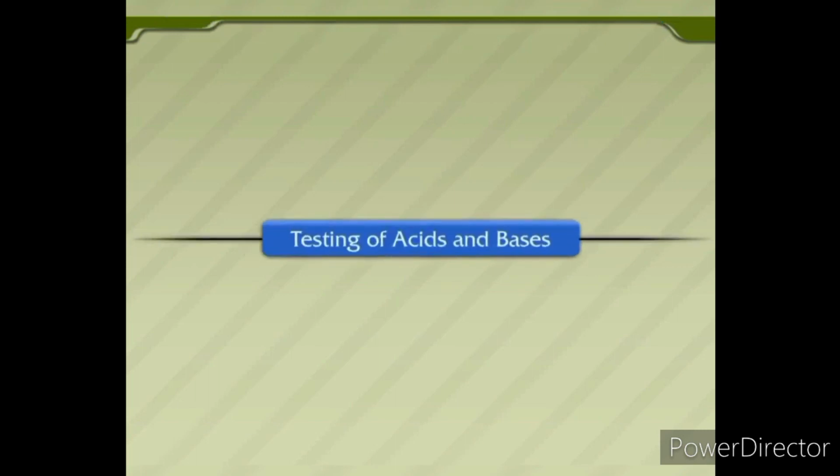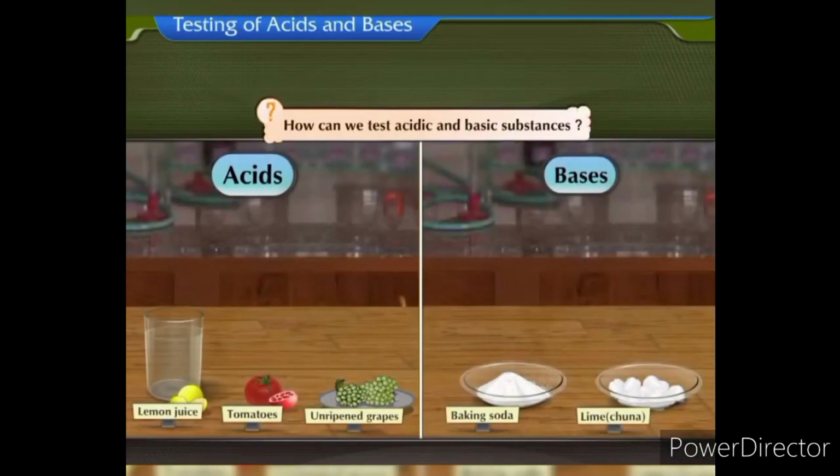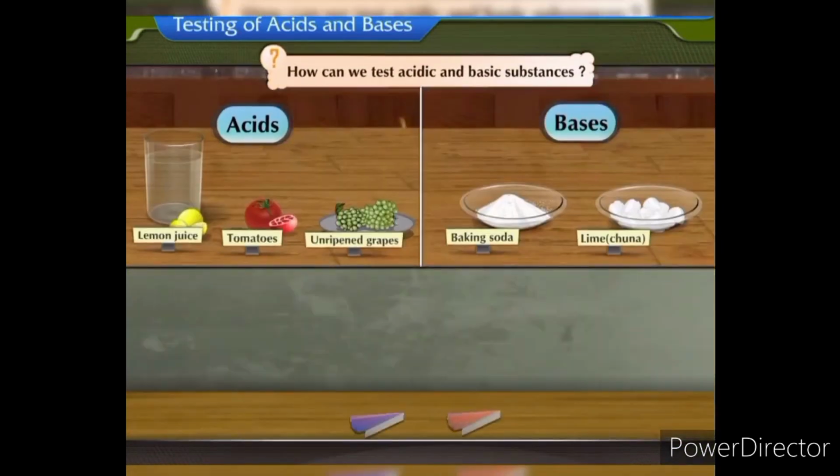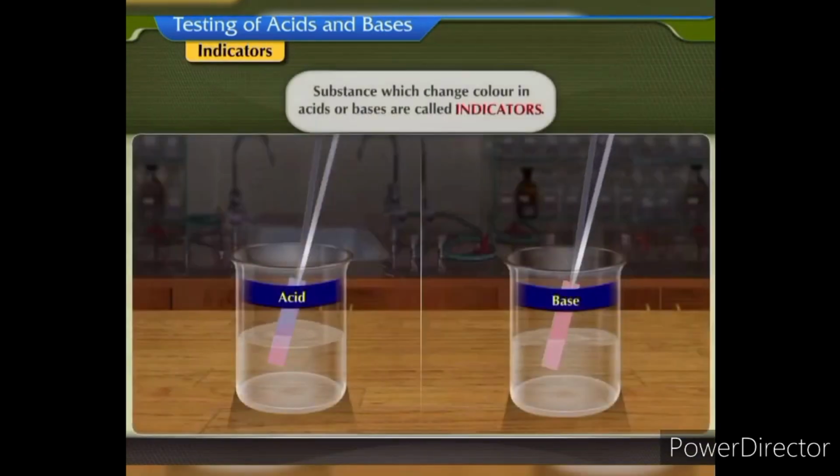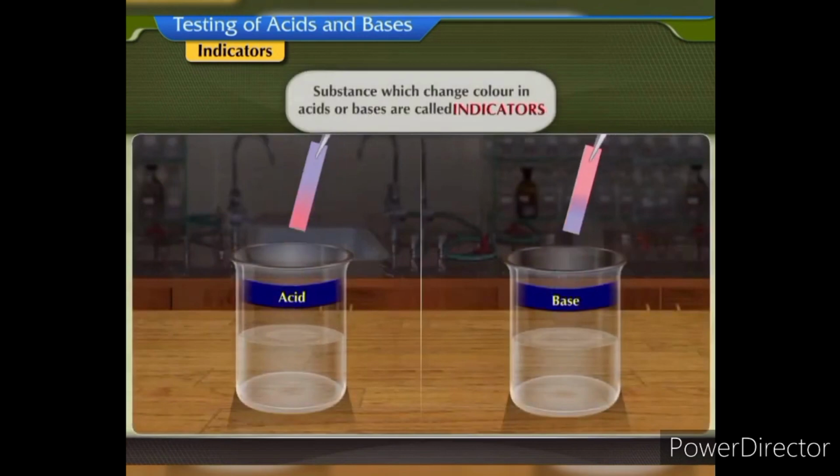Testing of acids and bases. How can we test acidic and basic substances? We can test these substances by using an indicator like litmus paper. Indicators: substances which change color in acids or bases are called indicators.